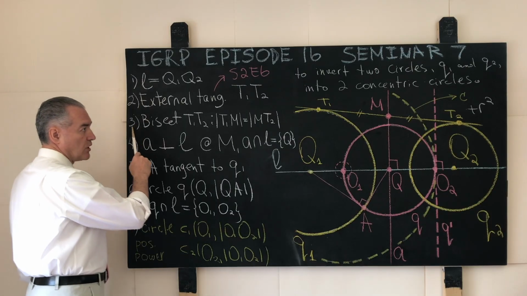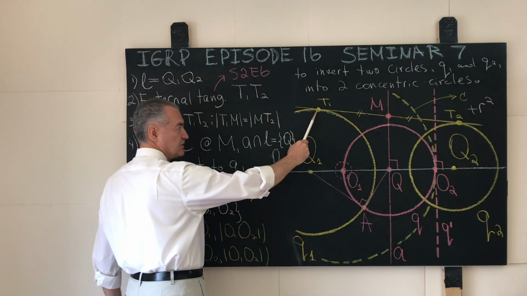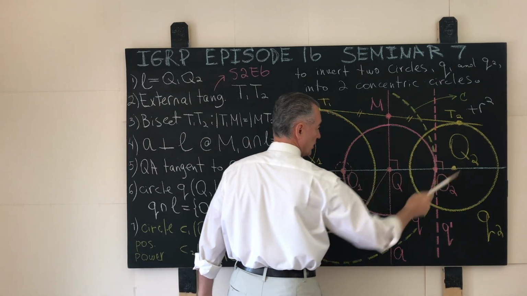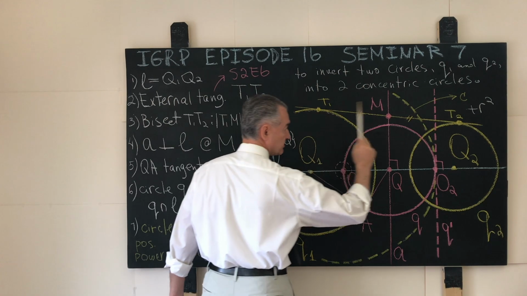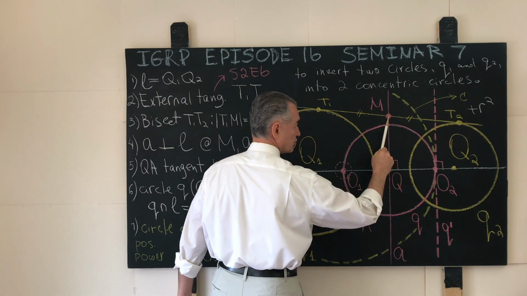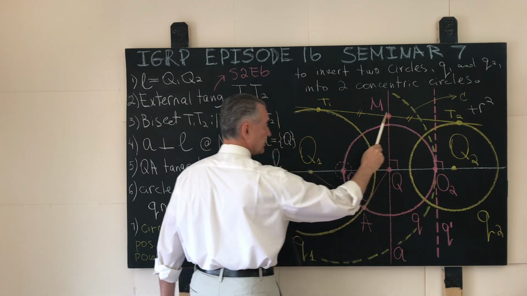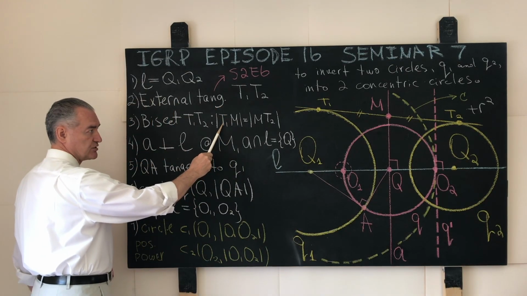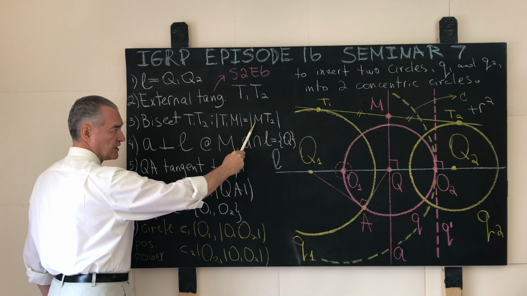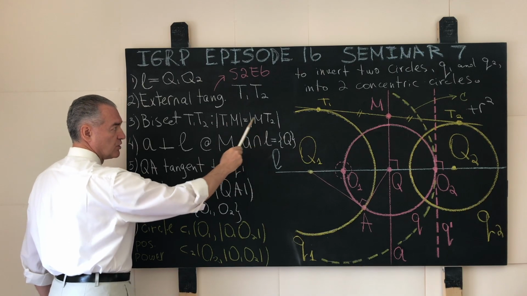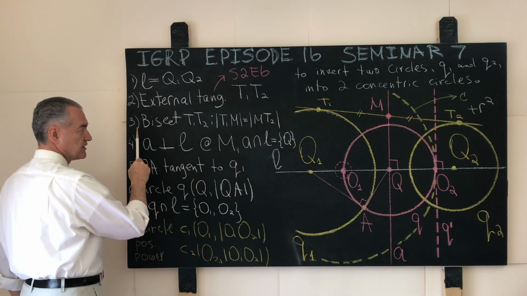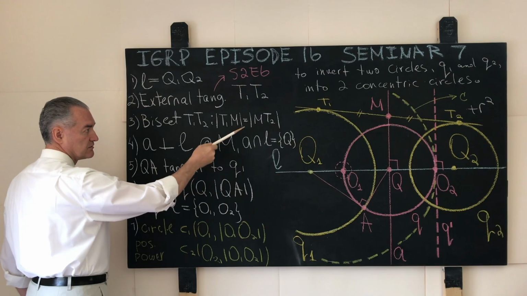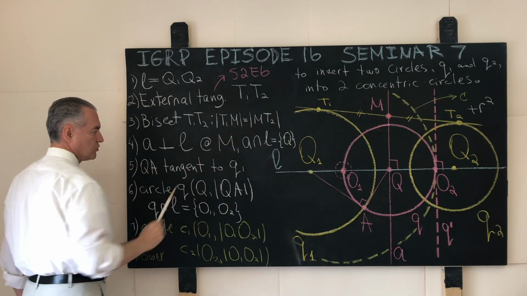Step number 3, once the points of tangency T1 with the circle Q1 and T2 with the circle Q2 are identified, we bisect the line segment T1, T2 in order to obtain the point M such that the distance from the point M to the first tangency point T1 and from the same point M to the second tangency point T2 is the same. Bisect T1, T2 to obtain the point M such that this relation over here holds.